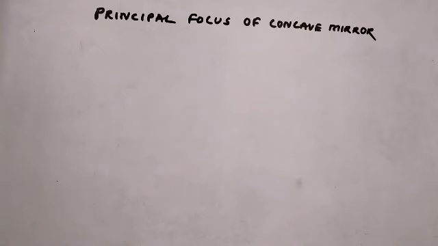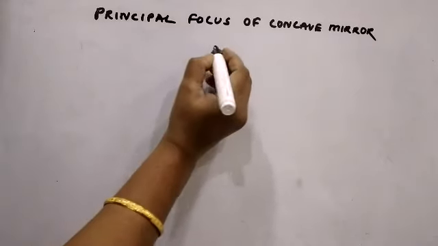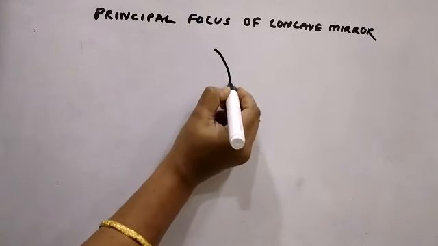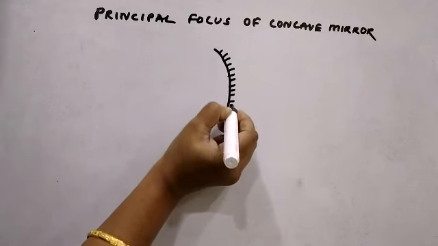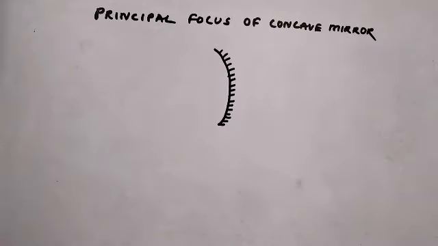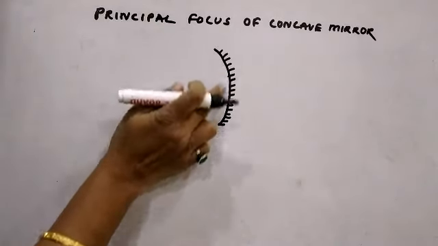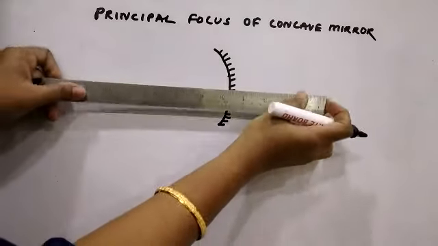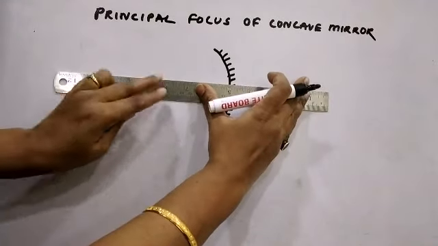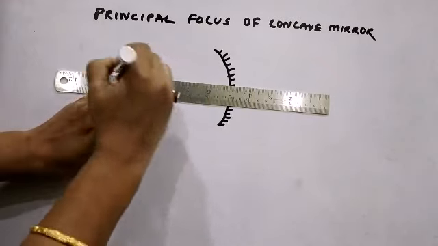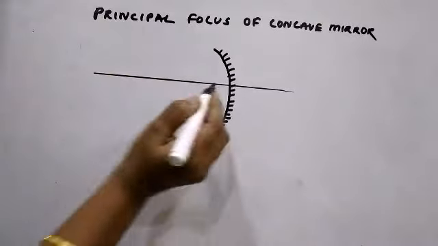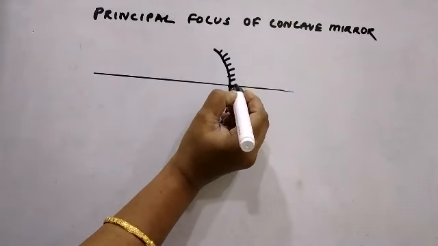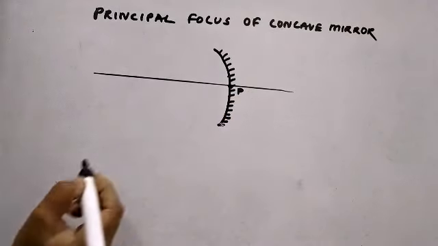Now let us see the definition of principal focus of concave mirror. Now what is a concave mirror? A concave mirror is a spherical mirror with the outer surface as the silvered surface and the inner surface as the reflecting surface. So if I show a concave mirror, now I am drawing a straight line which is passing through the concave mirror. This is the center of the surface of the spherical mirror. If you remember, we call it the pole of the mirror.